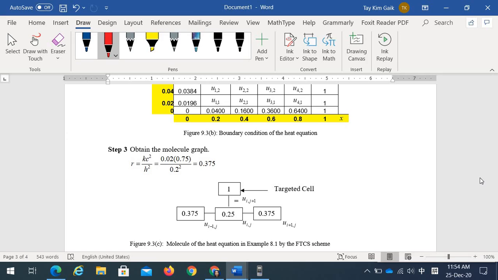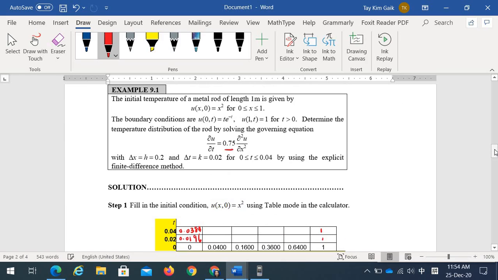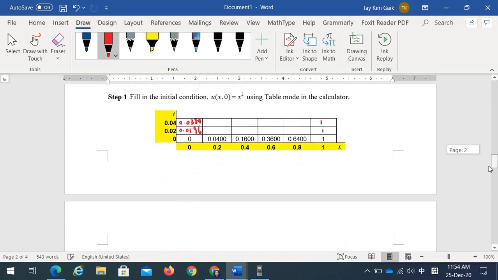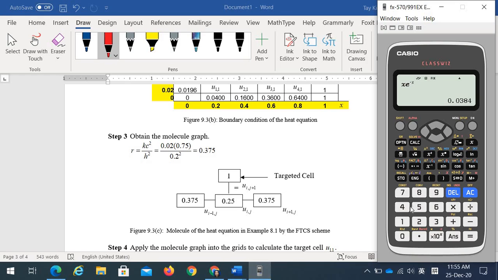R is kc squared over h squared. k is delta t, which is 0.02. h is delta x, which is 0.2. And c squared is from the thermal coefficient up here, c squared equal to 0.75. Calculate, you got R is 0.375. So this is R, this is R, this is 1 minus 2R: 1 minus 2 times 0.375. So you get 0.25. Okay, so this is the molecule.